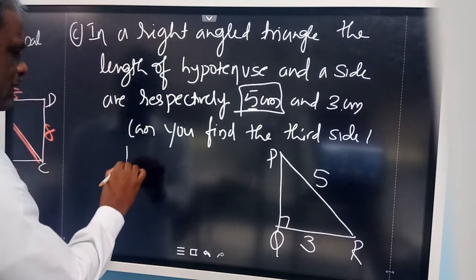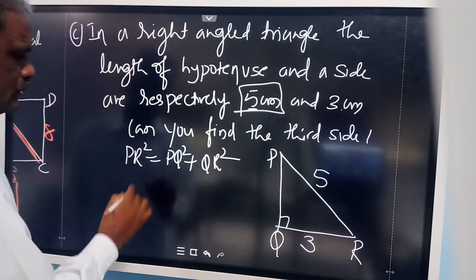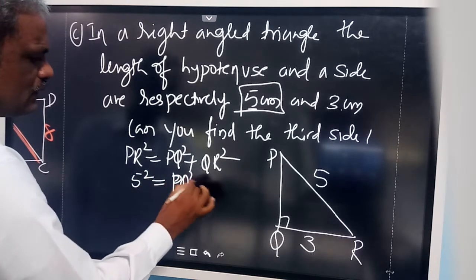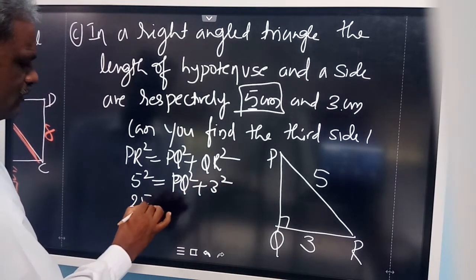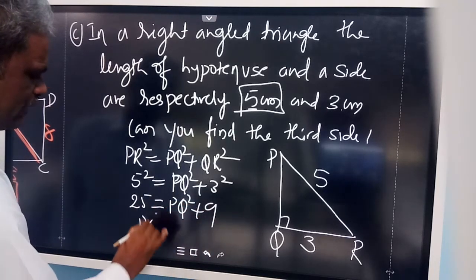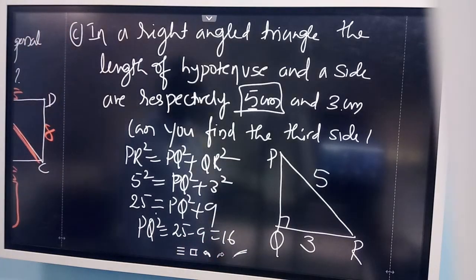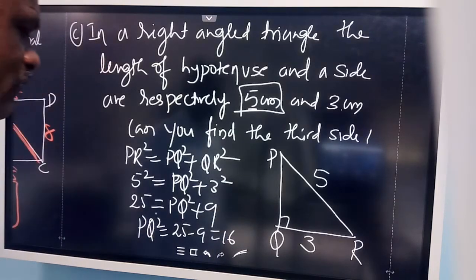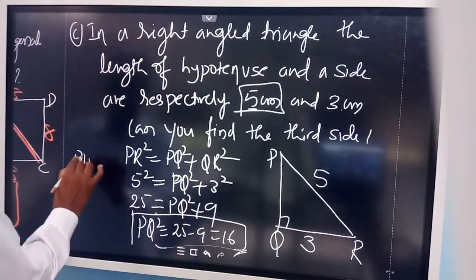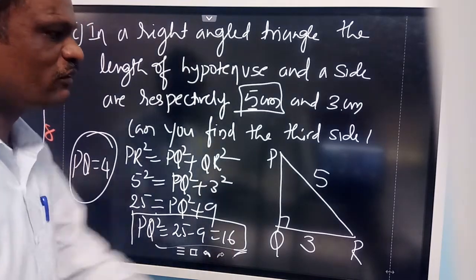Apply the Pythagoras theorem. Again, PR square is equal to PQ square plus QR square. PR square is 5 square, PQ square we need to find out, plus 3 square. So 25 is equal to PQ square plus 9. So PQ square is equal to 25 minus 9, that is 16. Now we have to find a number whose square is 16, so PQ must be 4. So 4 is called the square root of 16.